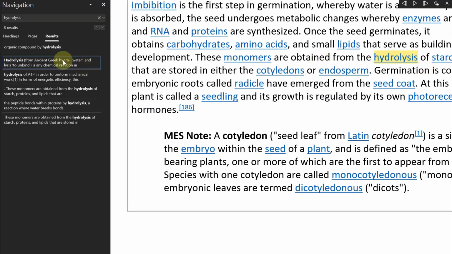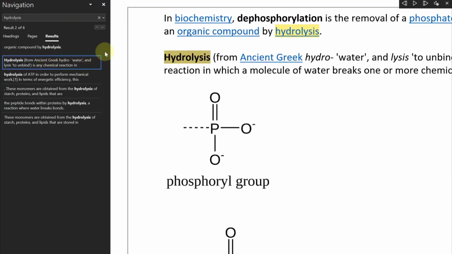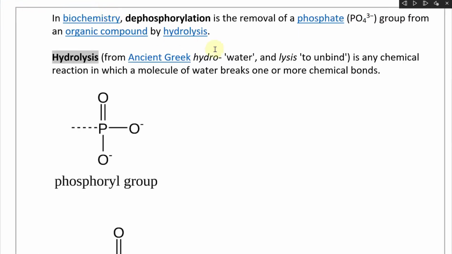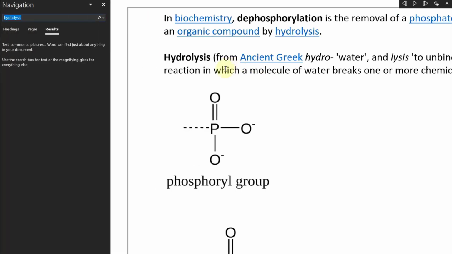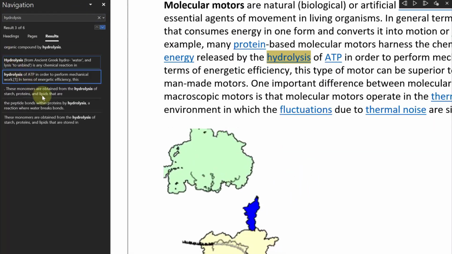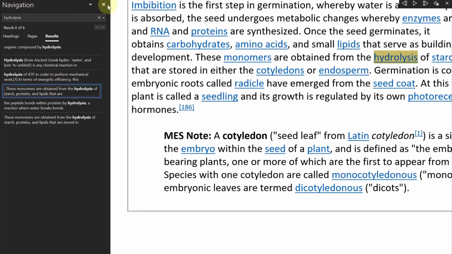Yeah, and here I'm just going to quickly search it up. So from the hydrolysis, go back up to our earlier note here. Hydrolysis, ancient Greek hydro, water, and lysis to unbind, is any chemical reaction in which a molecule of water breaks one or more chemical bonds. So that's very, very interesting here. All right, so let's continue backwards over here. Search hydrolysis, and we are here.